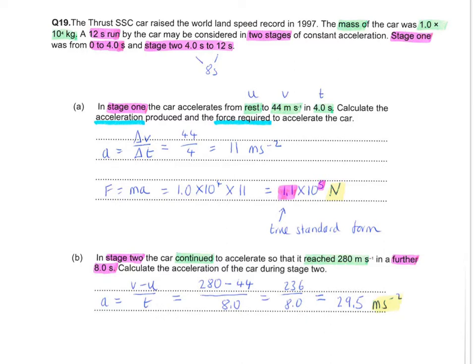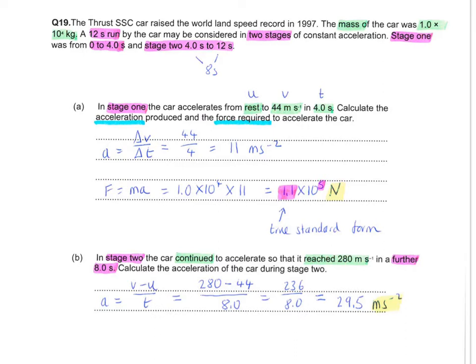The writer of this question is actually being very helpful. The writer is trying to draw your attention to a number of key points. There are 2 stages to this journey, each with constant acceleration. That means that within each stage you may apply your equations of motion, but be careful not to try to apply them over the whole journey at once.